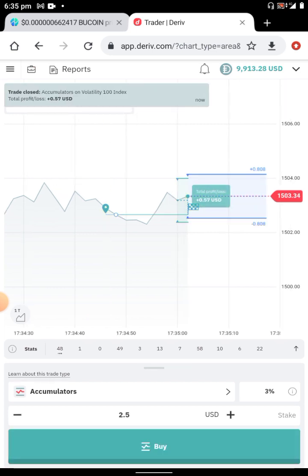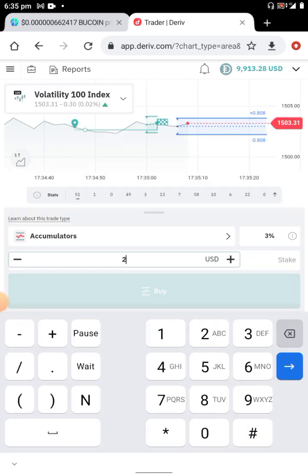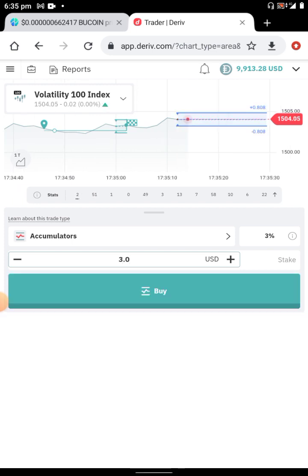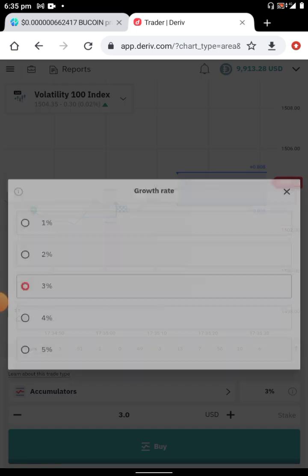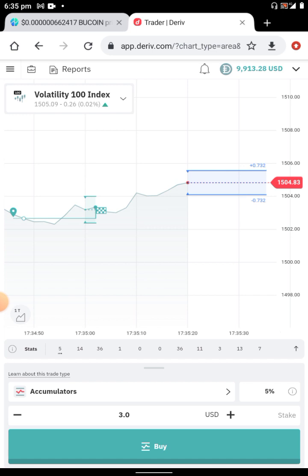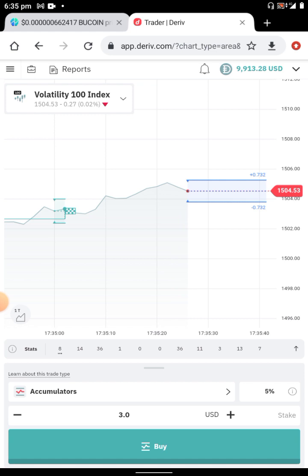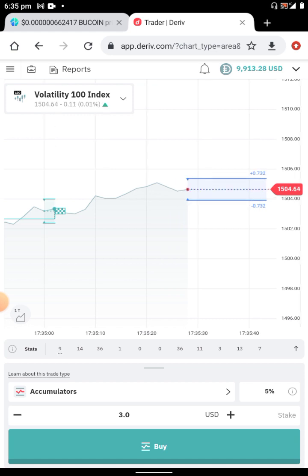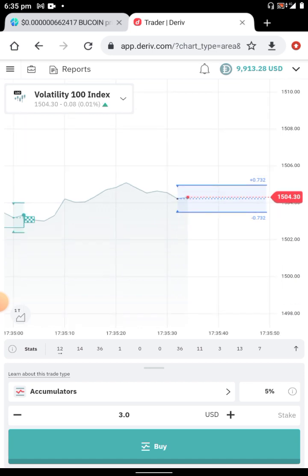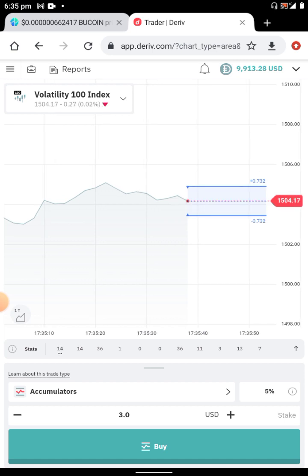Can you see now? So we make another 0.5. So that will be 3. We have $3 now. So go back to 5%. So I believe this is a compounding accumulator trading strategy. Understand? So we started with $2 and we've made $1 plus now. Are you getting it now? So we are back on 5%.